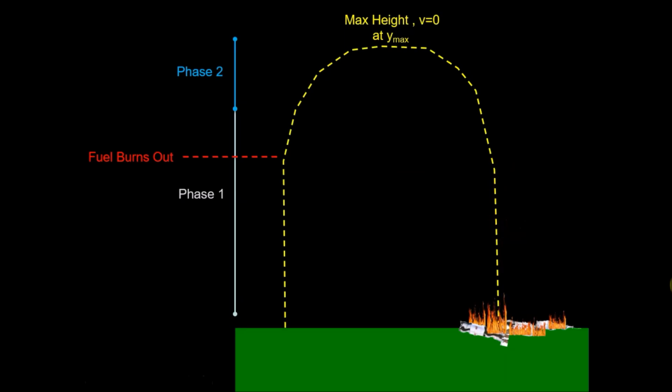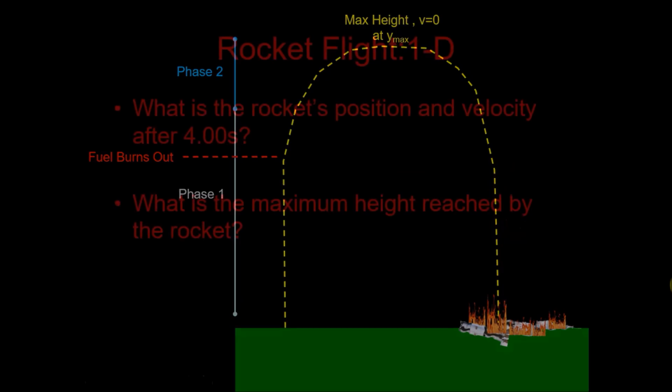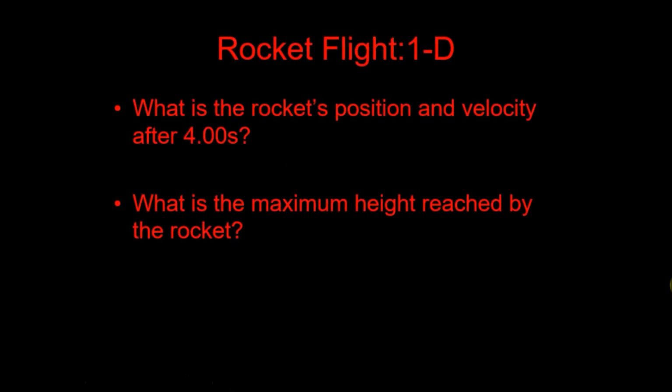So that's a situation you have to take into account, and that's the situation that's being explained in this problem. So the questions are, what is the rocket's position and velocity after 4 seconds? And remember, after 4 seconds is when the acceleration from the engine stops. And then, what's the maximum height of the rocket?